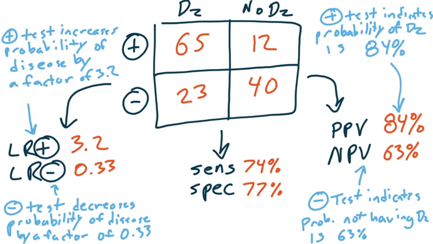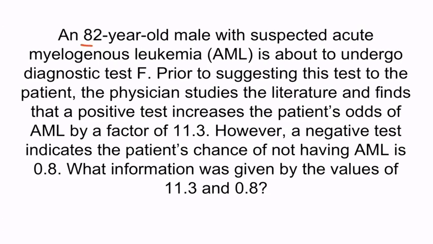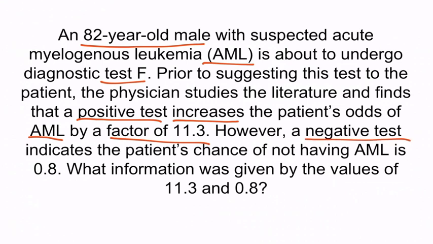So now let's do a question to tie this all together. Let's say an 82-year-old male with suspected acute myelogenous leukemia, or AML, is about to undergo diagnostic test F. Prior to suggesting this test to the patient, the physician studies the literature and finds that a positive test increases the patient's odds of disease, AML, by a factor of 11.3. However, a negative test indicates the patient's chance of not having AML is 0.8. What information was given by the values 11.3 and 0.8?